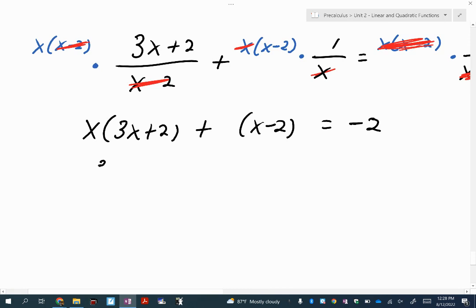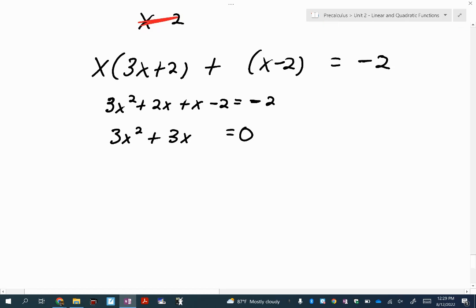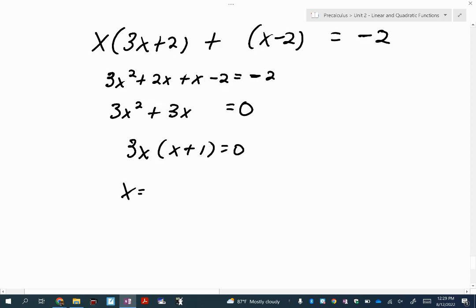Let's distribute. You get 3x squared plus 2x plus x minus 2 equals negative 2. Get everything to one side, just set it equal to 0. So 3x squared plus 3x. And then if you were to move that minus 2 over with addition, you actually get 0. So it's just this. Let's do some factoring. So I factor out the 3x, get x plus 1. So I have x equals 0 or x equals negative 1.